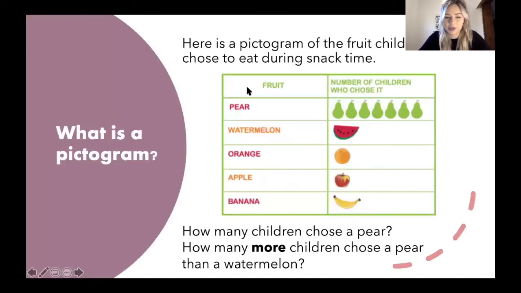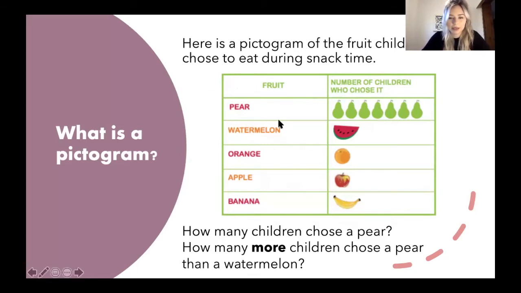Now, to start off with, we need to think about what is a pictogram. A pictogram is like a bar chart, but instead of bars, we use pictures to represent the data. So here is an example of a pictogram. It says, here is a pictogram of the fruit children chose to eat during snack time.